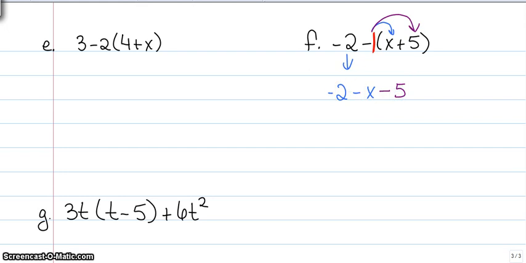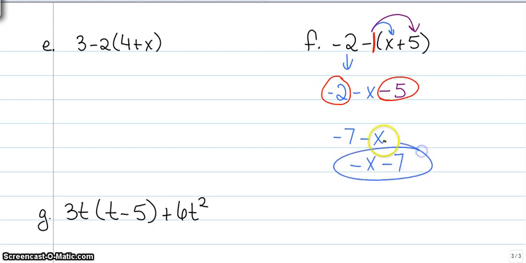I'm going to combine my like terms. I have a negative 2 and a negative 5. Signs are the same, so I'm going to add and keep the sign. So now I have negative 7 minus x, but I want to make sure I put it in my best form possible. So I'm going to write it as negative x minus 7.